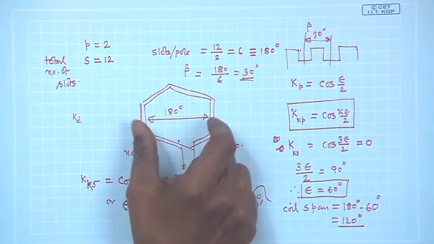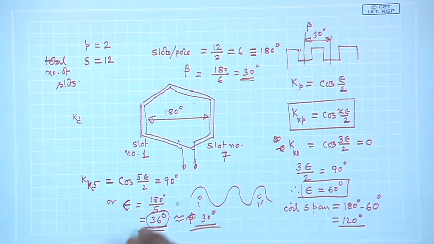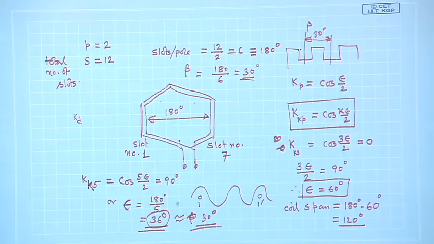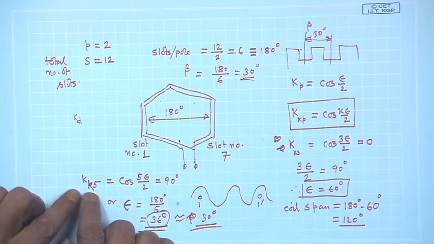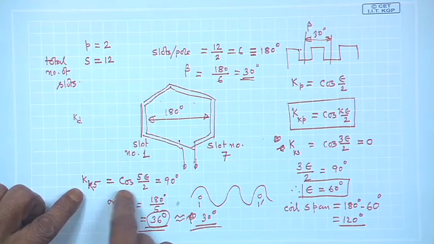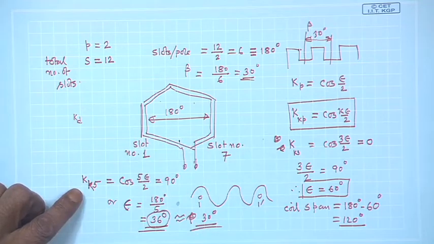It is short of full pitched by 2 slots, and then I will get it. If you want to eliminate, say, fifth harmonic for some reason, you do not like fifth harmonic, in that case what will be the case? Third harmonic I do not mind, I mean, it is an academic exercise I am telling. If I want to reduce fifth harmonic, then I will try to examine by what angle I should short chord the full pitched coil. This is cosine 5 epsilon by 2, set it to 0, because cosine 90 is 0.